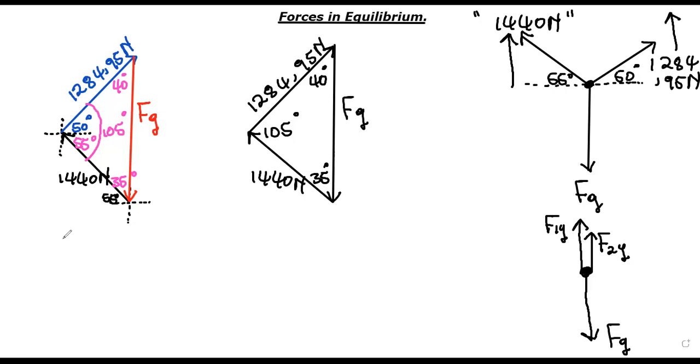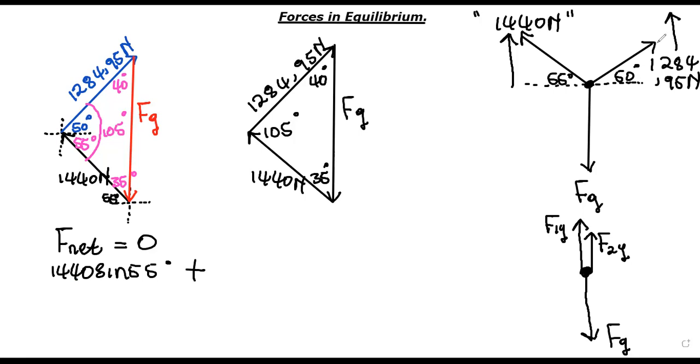Because they told us that the object is at rest, it means the net force acting on this object will be 0, both horizontally and vertically. So we focus on the vertical forces. We say the net force of the vertical forces will be the vertical component of 1440 newtons, which we obtain by saying 1440 sine 55 degrees. This is what we say. So it's positive because it's going upwards.